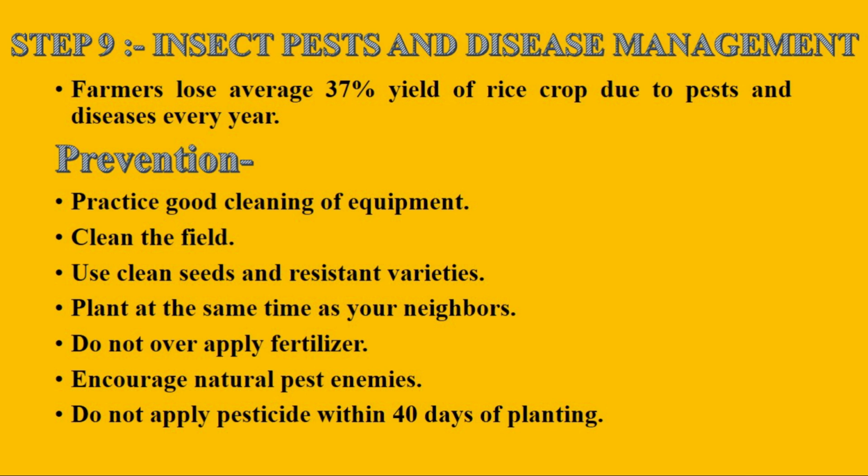Certified seed is recommended. Use short duration varieties and resistant cultivars to decrease insect pest population. Plant at the same time as your neighbor or within a 2-week window to minimize insect, disease, bird and rat pressure on individual fields. Do not over apply fertilizer. Encourage natural pest enemies and do not apply pesticide within 40 days of planting.